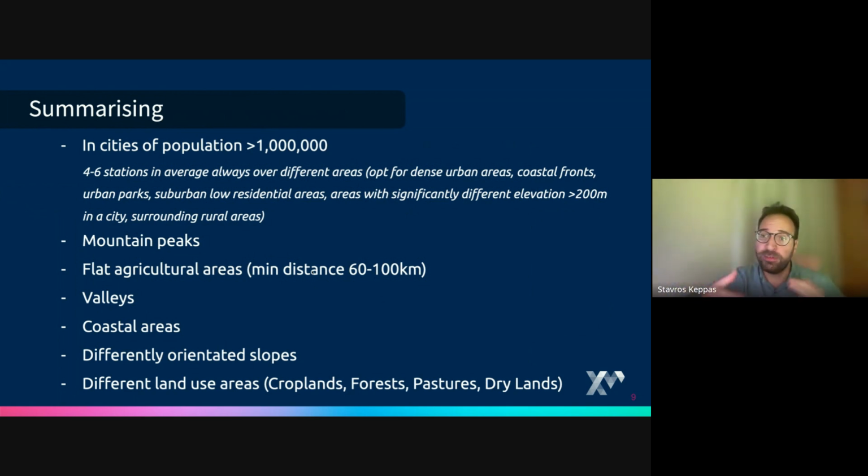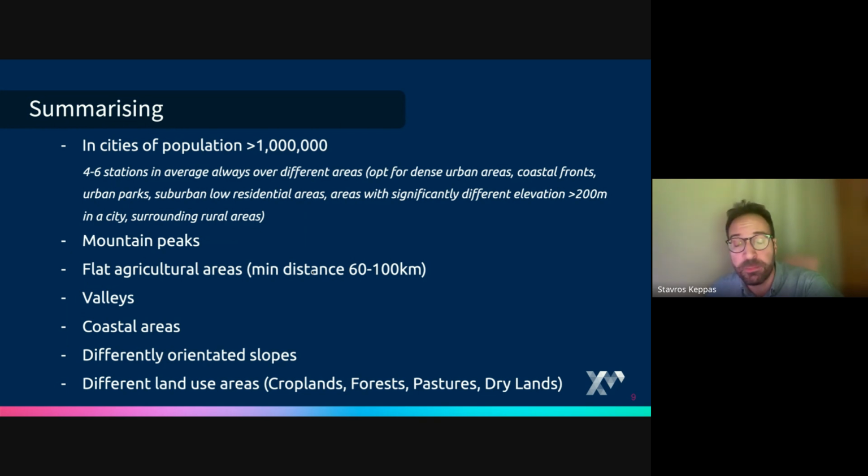So dense areas, as I described, and areas of lower urban density, rural areas around, higher areas, areas with significantly different elevation, urban parks, of course. But let's not spend too many weather stations in urban areas, because urban areas are already covered by other networks as well.